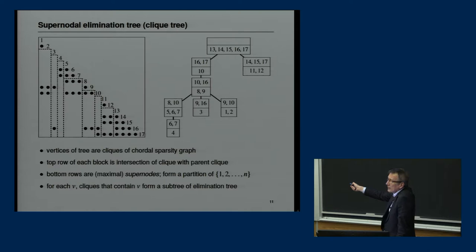And chordal graphs have the nice property that you can form a clique tree or a supernodal elimination tree like this, where the tree has a property that these bottom rows in each block, these are called the supernodes, form a partition of all the vertices in the graph. So that immediately gives you the property that in a chordal graph, the number of cliques is always less than n, because these rows form a partition of all the nodes in the matrix.